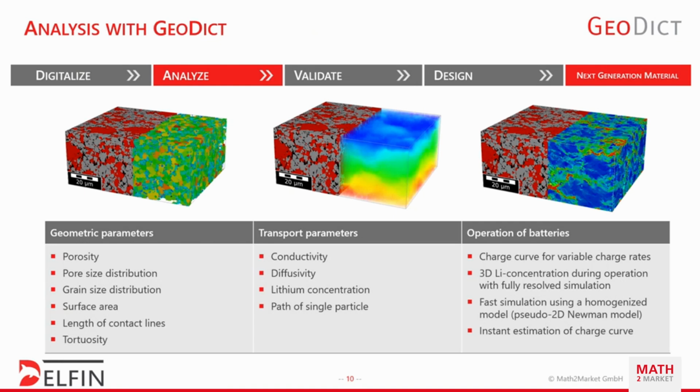And finally, we can also look at the way the structure behaves in a battery. So we can have the charge curves with different charge rates simulated on the structure, the 3D lithium concentration during operation. We have fast simulation using homogenized models and instant estimation of charge curves. So this is what we can all do with the structure once we got it. So we already gain a way better understanding of the structure and of the properties of the structure immediately from this.